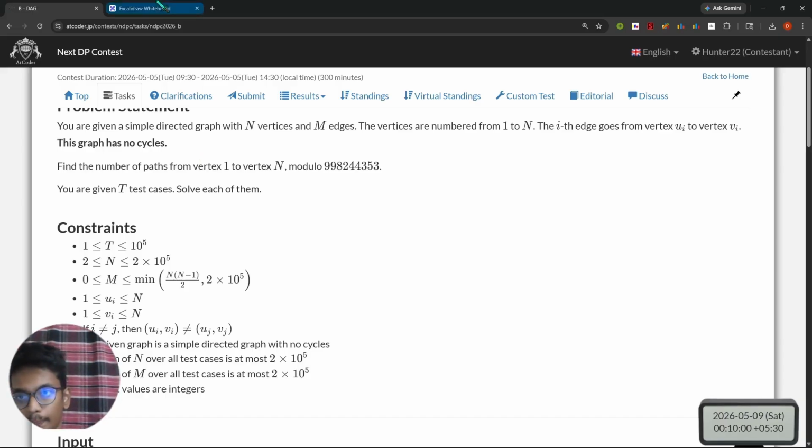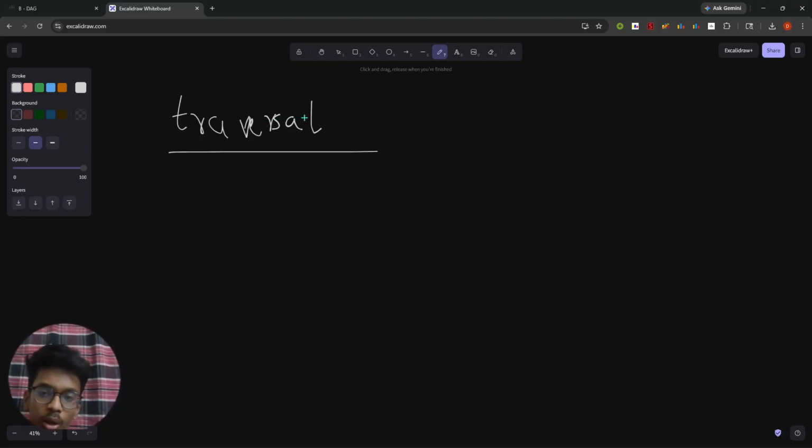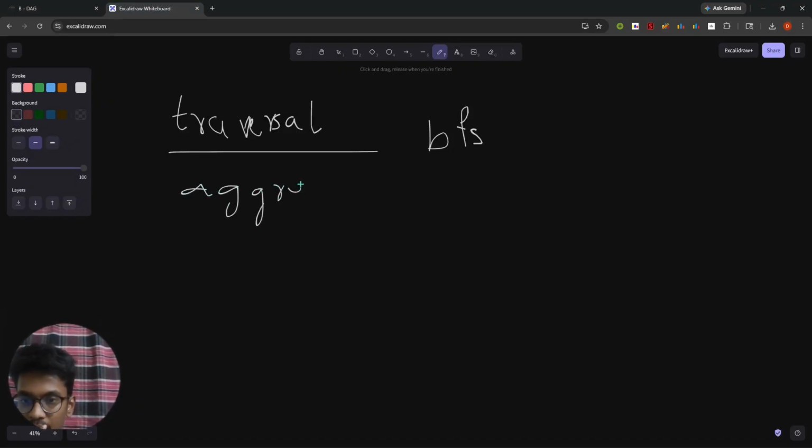Here, since we are traversing a graph, the first thing we need is a graph traversal. Maybe a BFS or maybe a DFS. You can do it either way. Honestly, a BFS would be a better choice for this because it's more intuitive. And here the mindset is aggregating count.